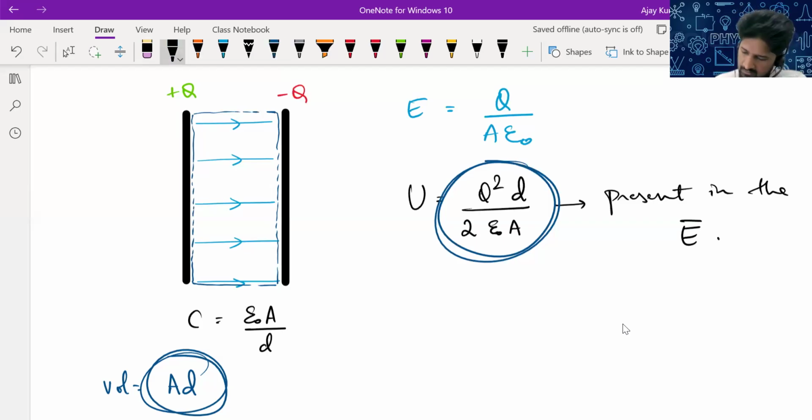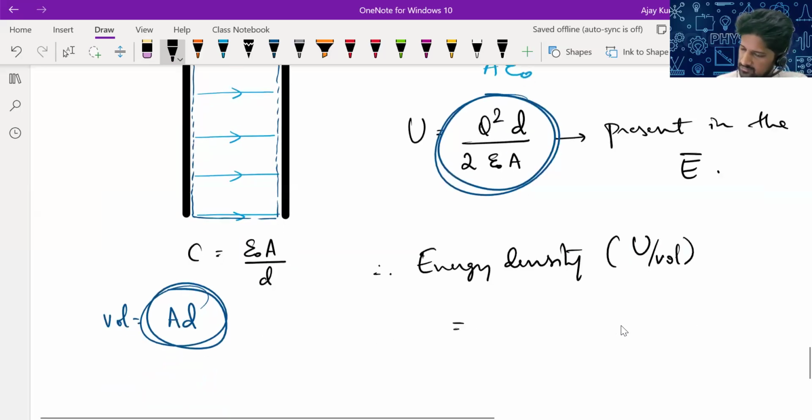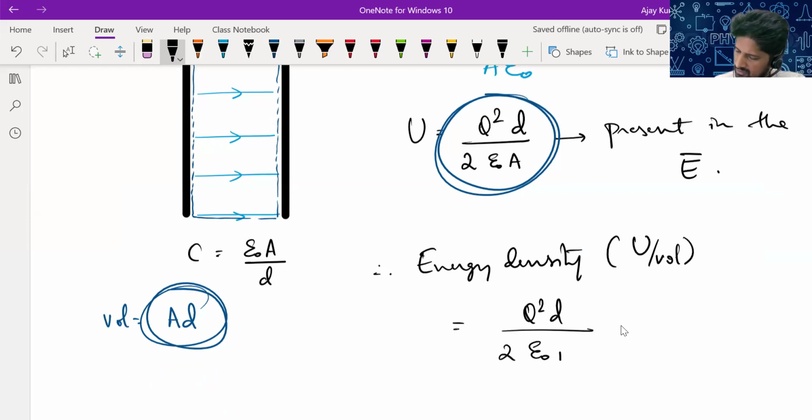Therefore, energy density, that is energy per unit volume in this electric field, is basically Q square D by 2 epsilon naught A. That is the energy. In how much volume is it present? AD. So energy divided by volume. D gets cancelled. It becomes Q square by 2 epsilon naught A square.